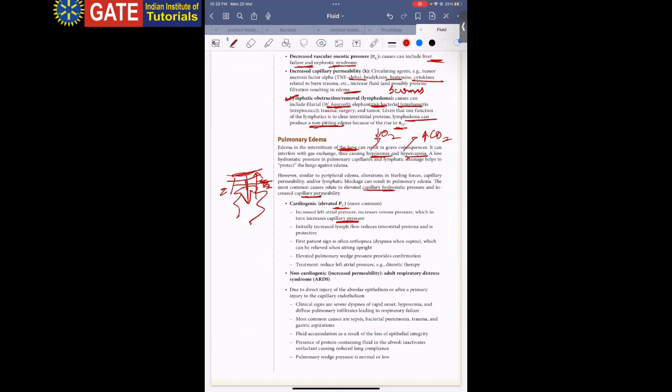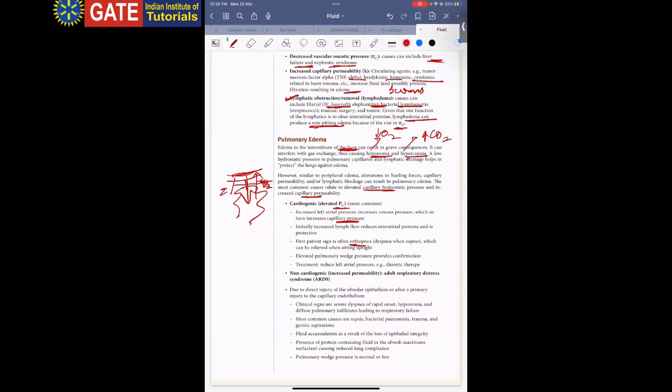So initially what happens, there is increased lymphatic flow in this response that will be responsible for removal of the interstitial proteins, and that is protective. And the patients with the cardiogenic edema, that will be because it's due to the heart, due to the increased hydrostatic pressure, increased venous pressure, and that's why it's known as the cardiogenic.